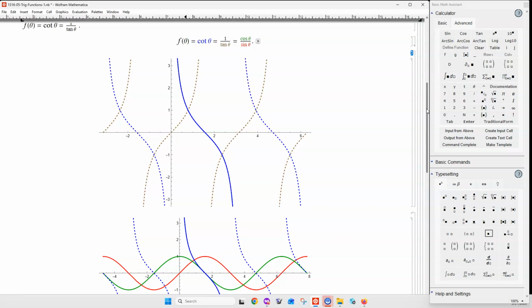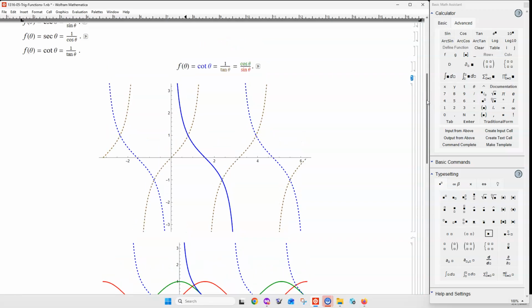In the first graph, I graphed the cotangent function in blue and the tangent function in brown in the same viewing window. When tangent hits 0, 1 over 0 is undefined, so the cotangent function, the blue function, has a vertical asymptote. And at pi over 4, tangent is 1 right here. So 1 over 1 is 1. At this point we have a crossing.